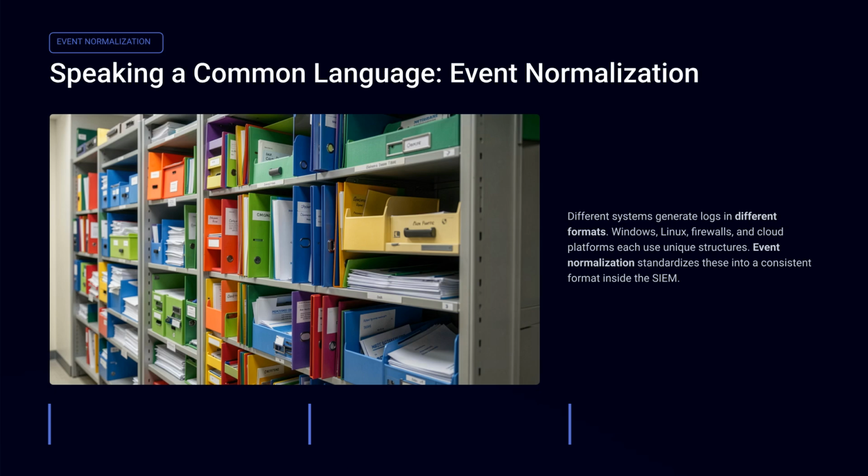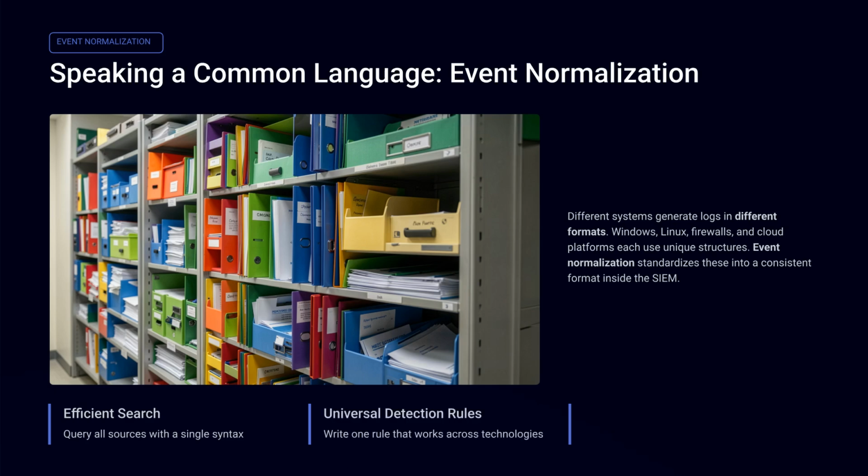Different systems generate logs in different formats. Event normalization standardizes these unique structures into a consistent format inside the SIEM. This common language enables efficient search, the use of universal detection rules, and cross-technology correlation, linking events across diverse systems.